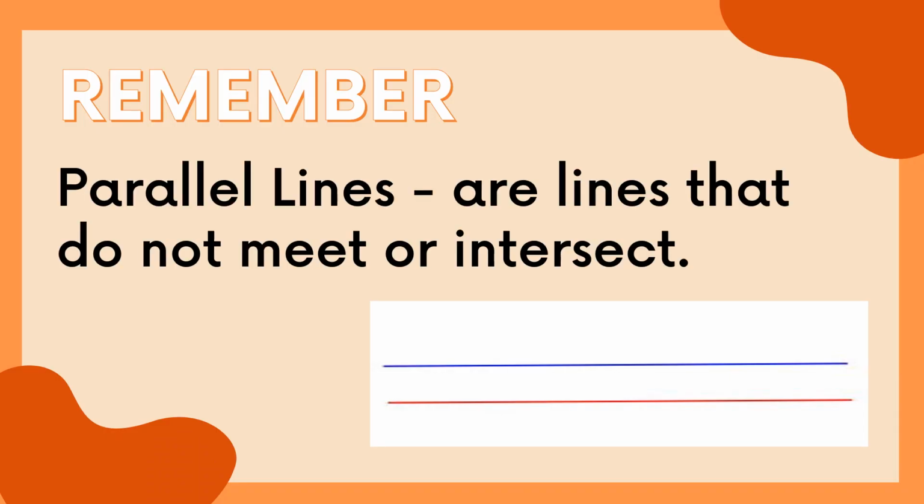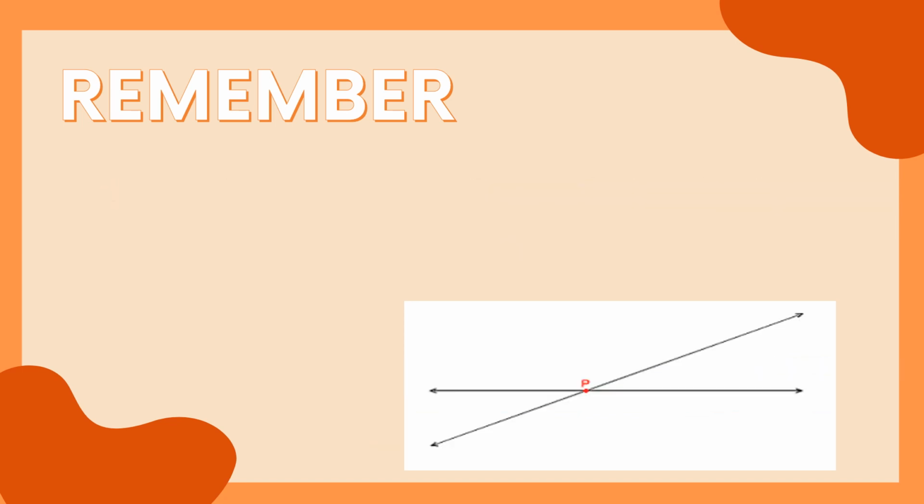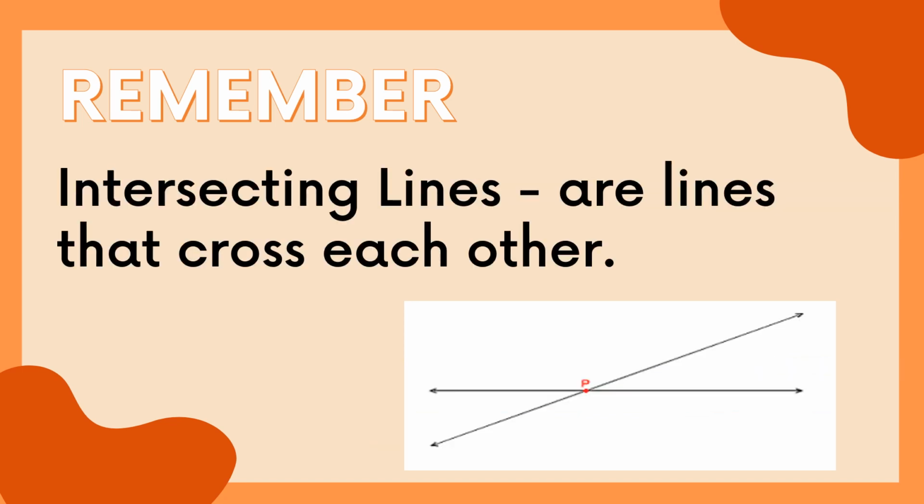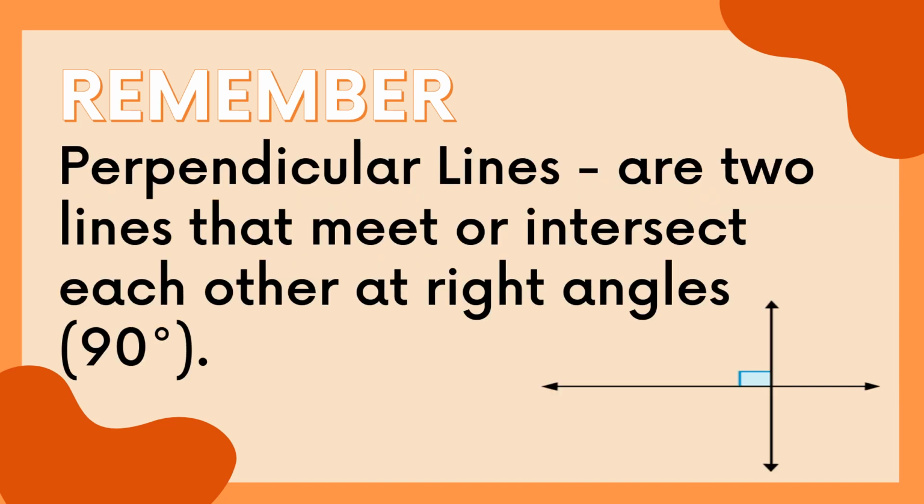Remember, parallel lines are lines that do not meet or intersect. Intersecting lines are lines that cross each other. And perpendicular lines are two lines that meet or intersect each other at right angles. I think you are now ready with our next lesson.